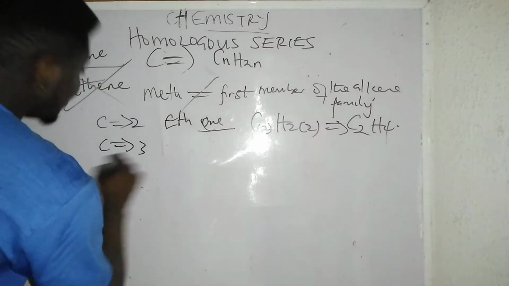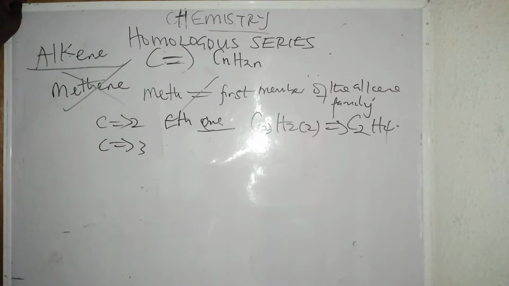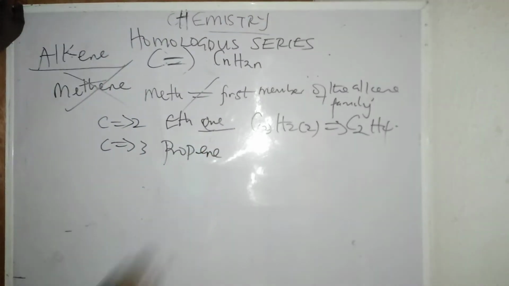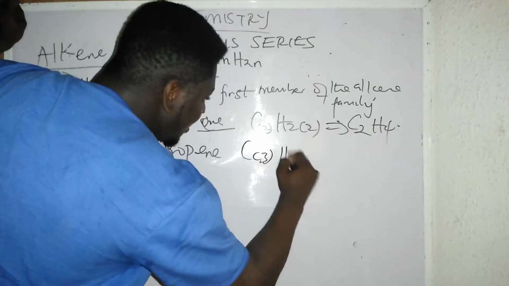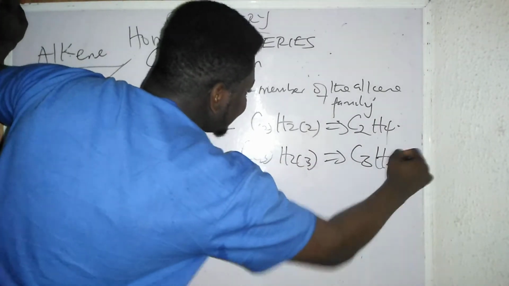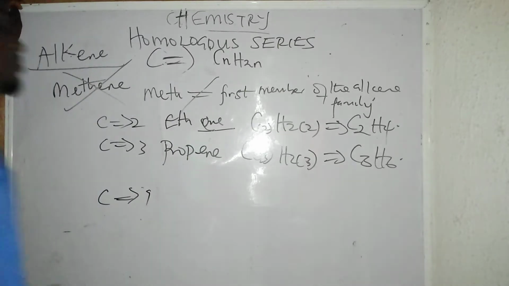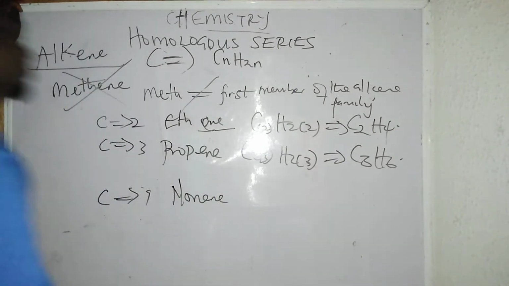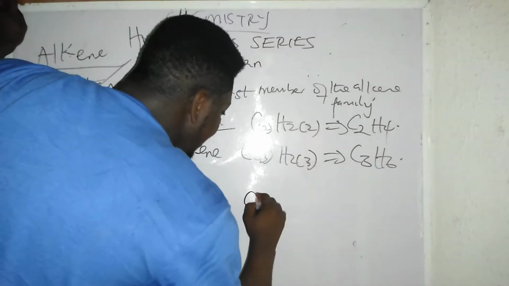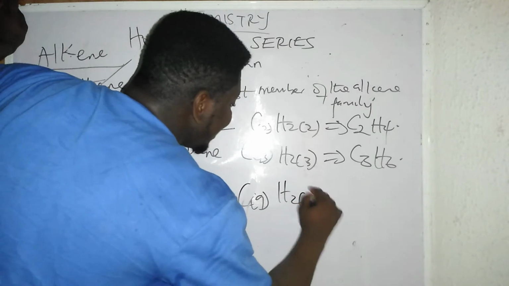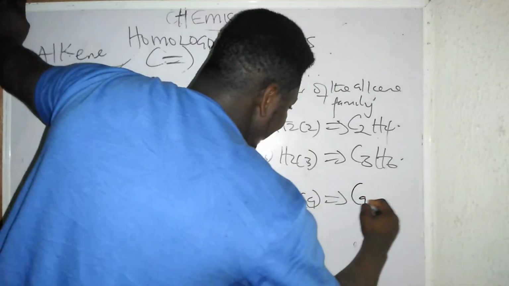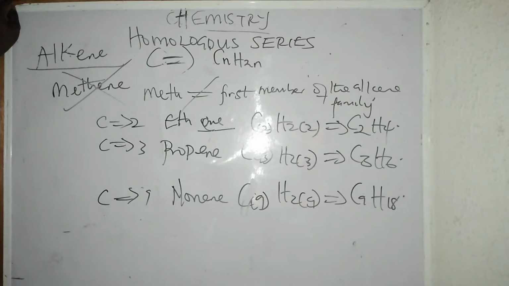Likewise, when C equals 3, the name for 3 is prop. Now let's put in the suffix, which is E-N-E, propene. So propene becomes C3H2 into bracket 3, which is C3H6. Likewise, if we should move further, let me do when C equals 9. That is non-ene. Now, in nonene, we have C9, H2 into bracket 9, to give us C9H18. So on and so forth, we can continue with respect to our number of carbon atoms.